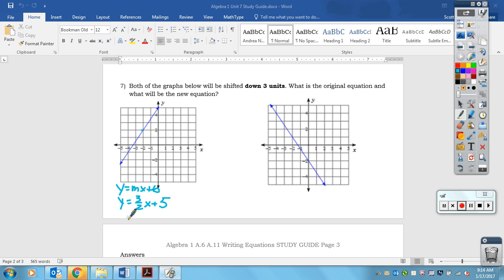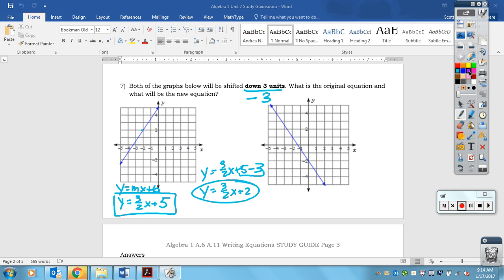If it's shifted down 3 units, we know that down 3 units means the entire thing, y, goes down by 3. So we just subtract 3. This is my original. My new equation is y equals 3 over 2x plus 5, then it gets shifted down 3. We can just simplify this. Y equals 3 over 2x just plus 2.